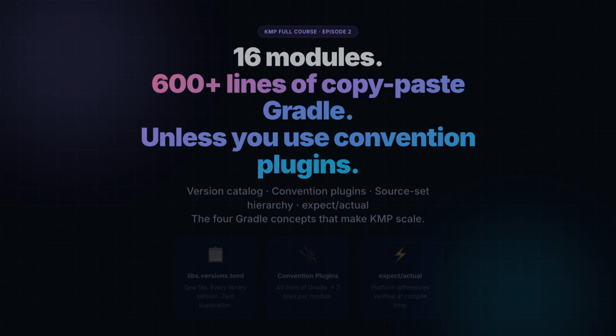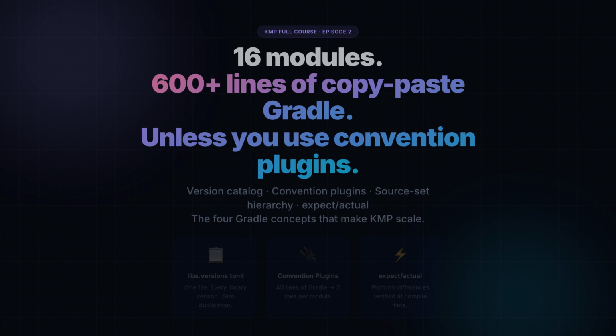Across 16 modules, over 600 lines of build code that all says the same thing. Change the Kotlin version, update all 16 files. Miss one, you get a silent inconsistency that will surface at 3 in the morning. Convention plugins eliminate this entirely. They are the single most important structural decision in a multi-module KMP build, and almost every tutorial skips them.